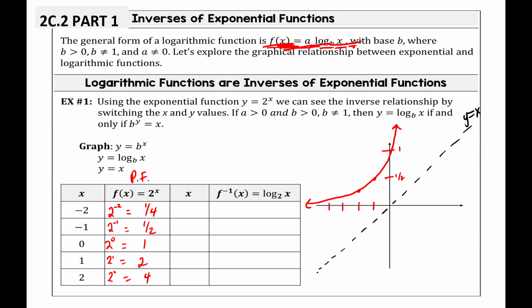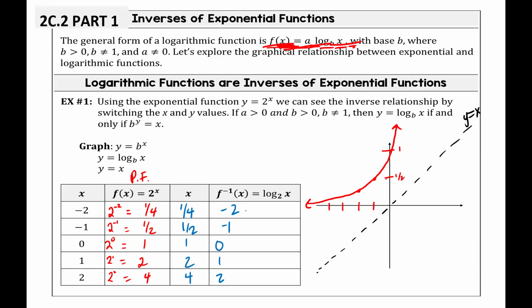Switching. So 1/4 is no longer my y, but it is my x. So we have 1/4 and -2. We have 1/2 and -1. We have 1 and 0. We have 2 and 1, and we have 4 and 2.